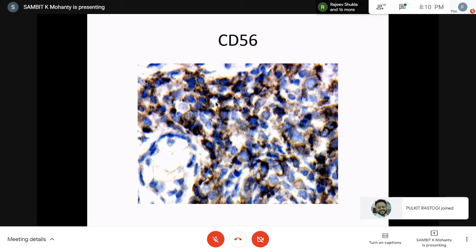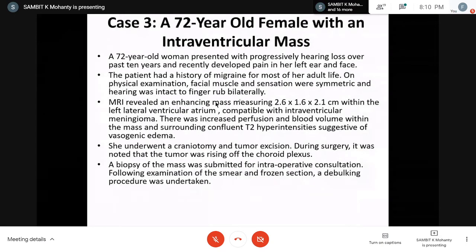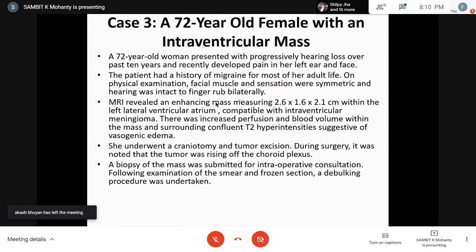Okay. So the next one, thank you, sir, is a 72-year-old female with an intraventricular mass. The patient had progressive hearing loss over the past decade and recently developed pain in the left ear and the face. The patient had a history of migraine most of her adult life, and on examination the facial muscle and sensation were symmetric. The hearing was intact to finger rub bilaterally. MR revealed an enhancing mass measuring 2.6 by 1.6 by 2.1 centimeters within the left lateral ventricular atrium.